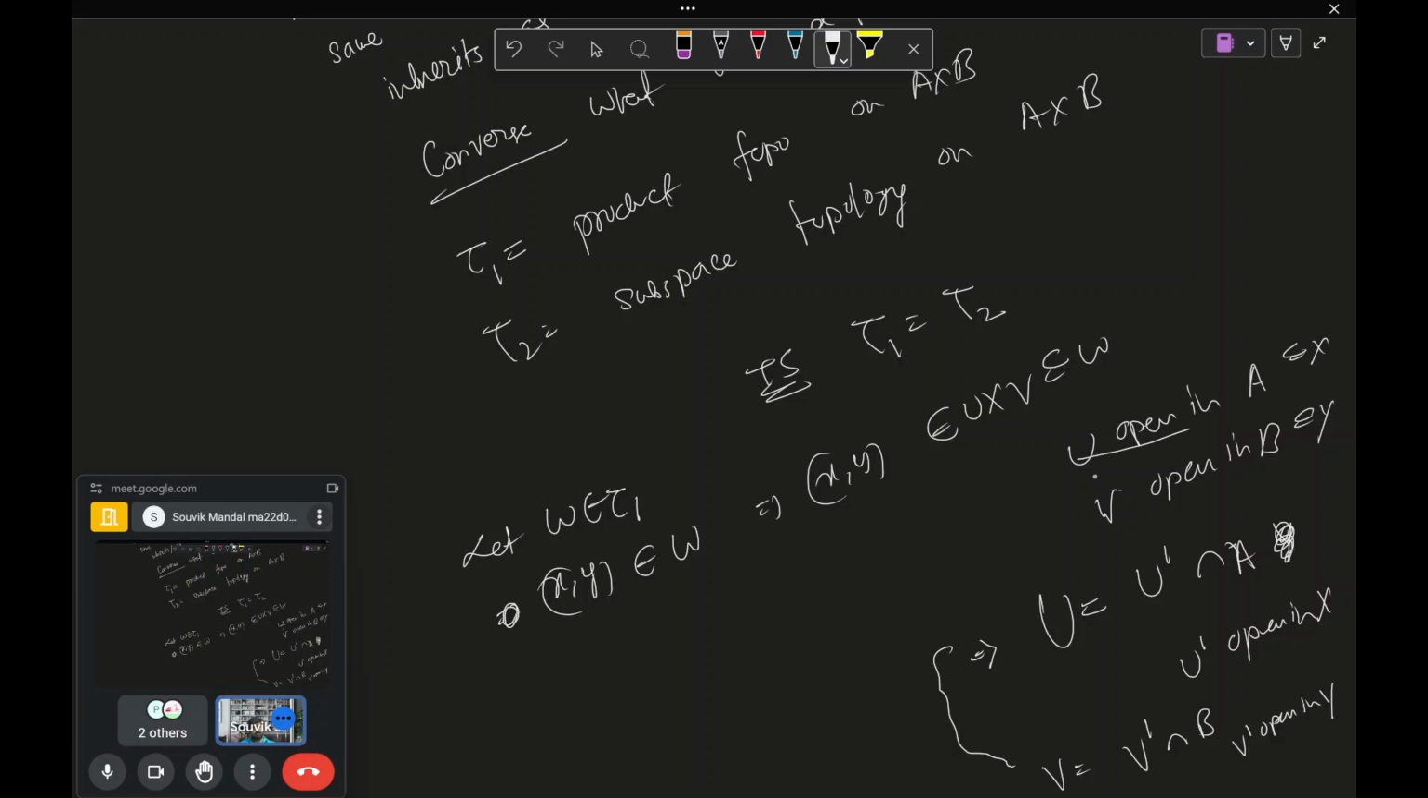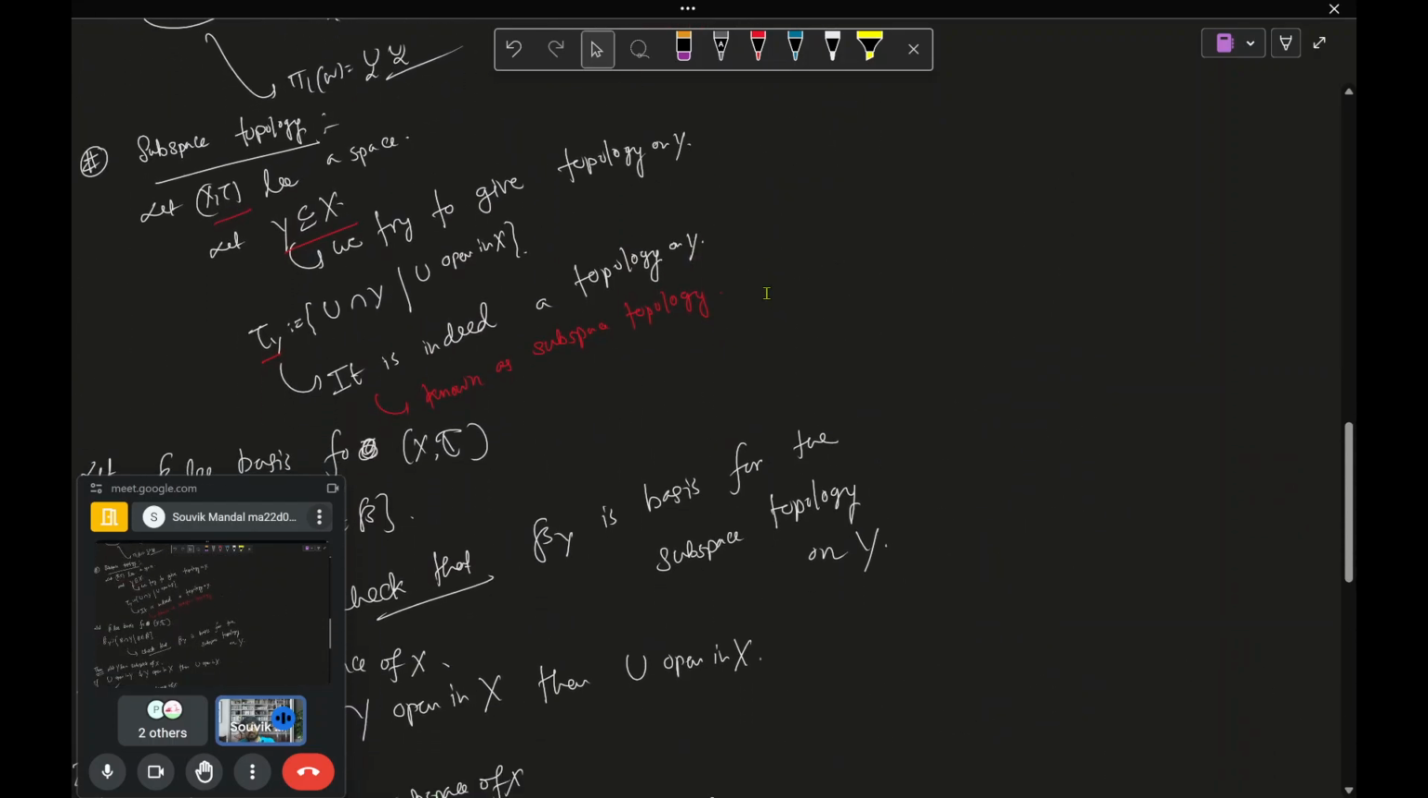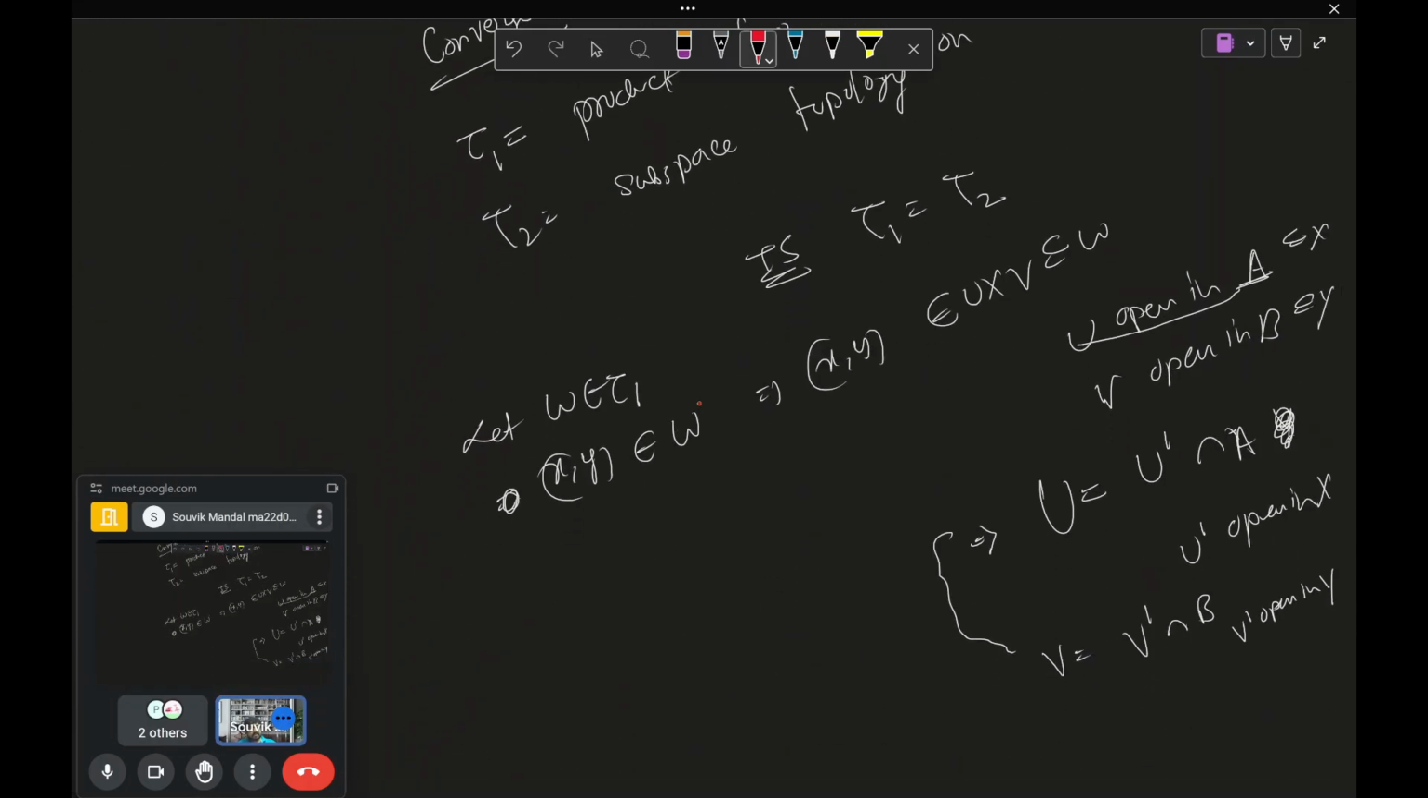Look, U is open in A, and A is a subspace of X. V is open in B, and B is a subspace of Y. And what was the definition of subspace topology? In the subspace topology, the open sets are defined as all possible elements of the form U intersection Y. So any open set can be written as U intersection Y by definition. Now U is an open set in A, which is a subspace of X. So U can be written as U dash intersection A, where U dash is open in X. And similarly, V can be written as V dash intersection B, where V dash is open in Y. Do you understand?